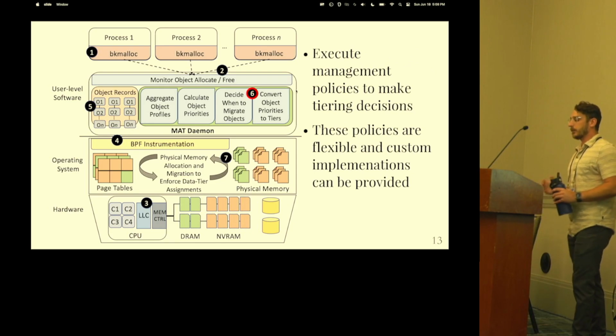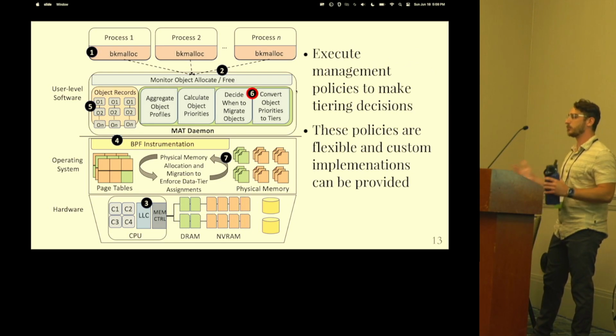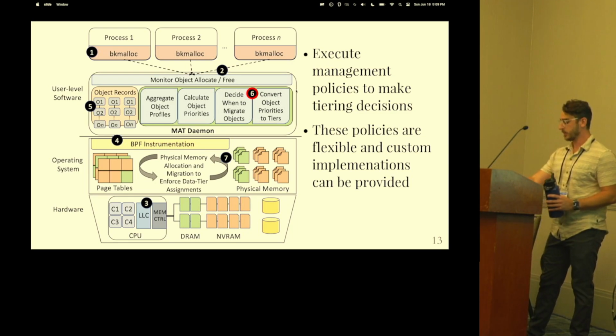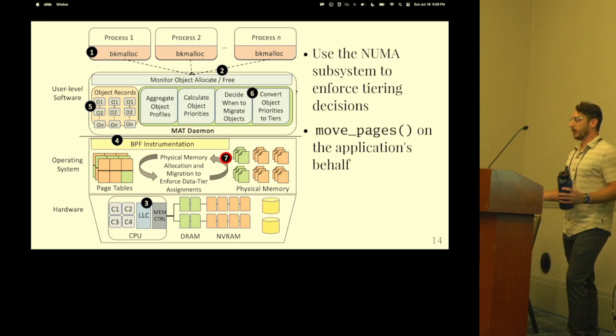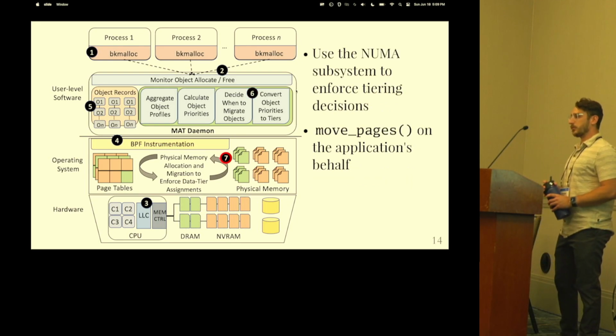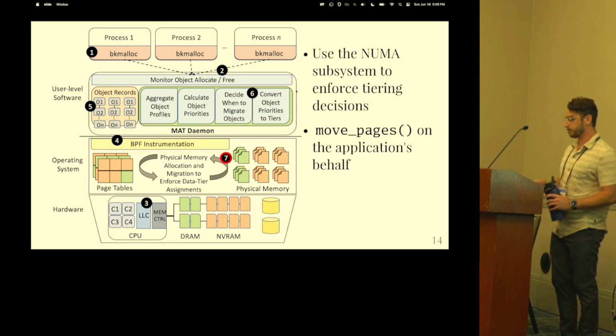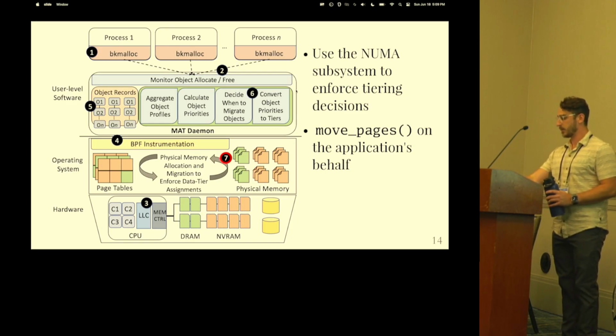And then finally, we need to actually execute some policies that make these tiering decisions. So these are flexible, and custom implementations can be provided so that you can do something like tune for a specific workload or make different trade-offs. And we need to actually enforce these tiering decisions, so we use the NUMA subsystem and move pages on the application's behalf, right? So we need the permission to do that from the daemon.